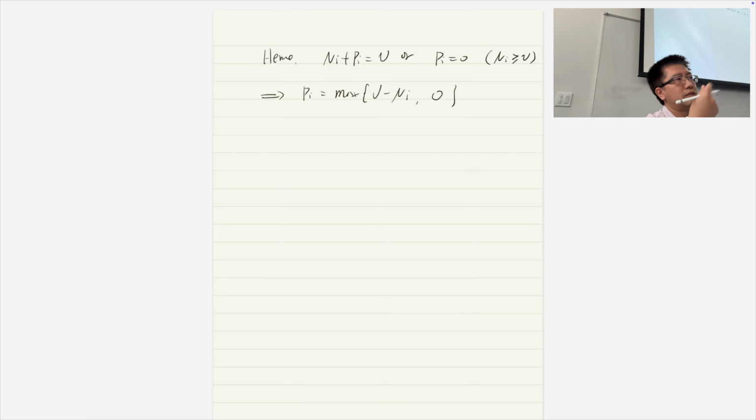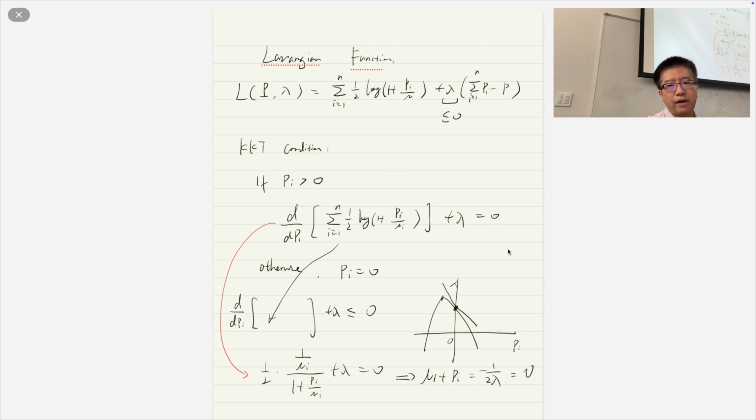But the next question is that nu is related to the Lagrangian multiplier, and we don't know that. The next question is how can we determine nu? How can we determine the exact value of this guy?